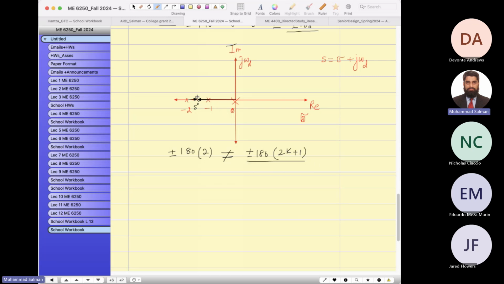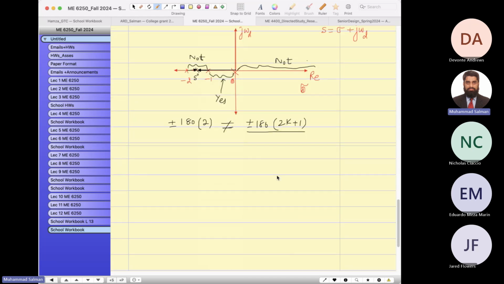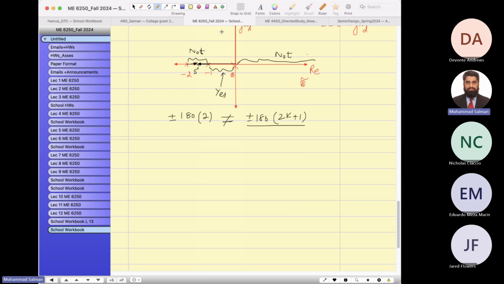So this region is not inside the root locus region. But this region, all the way, is not inside the root locus. So we have concluded this by using the test poles on the real axis only, that if we keep on moving the test pole between two poles and away from the other poles, we can see where the root locus is. This is one method.